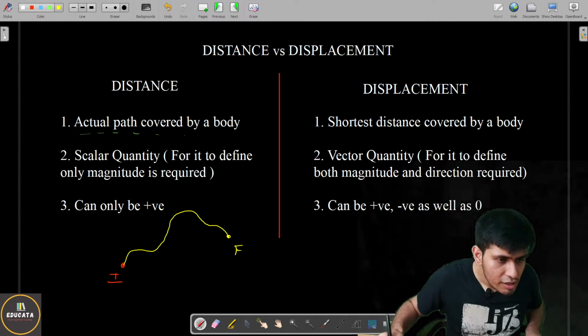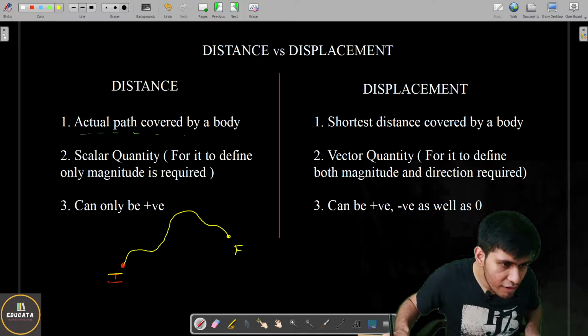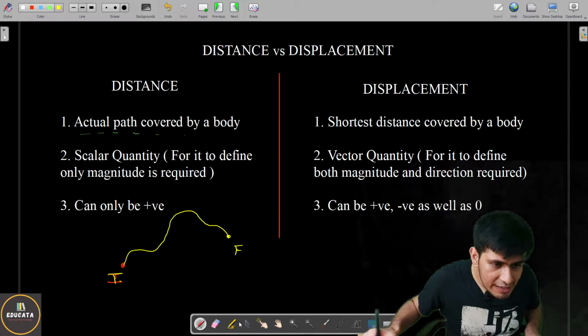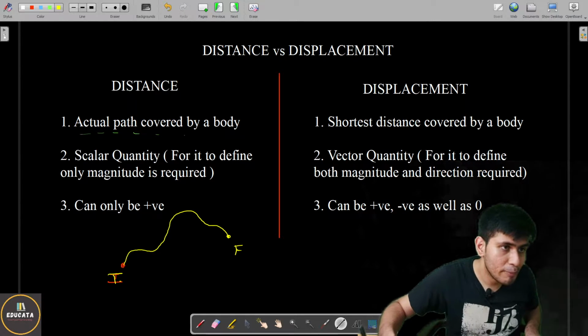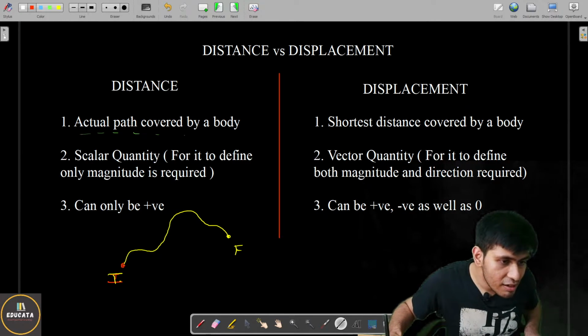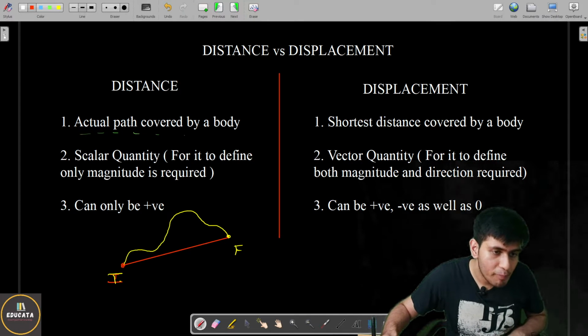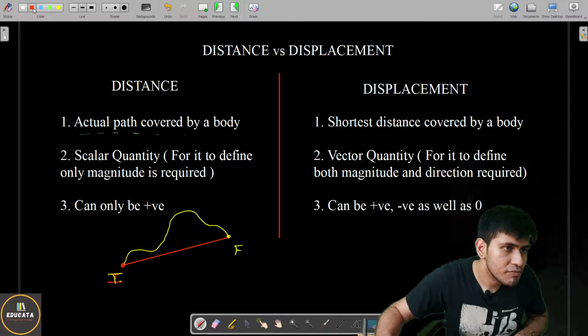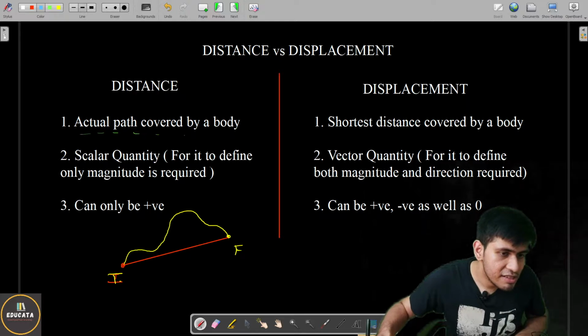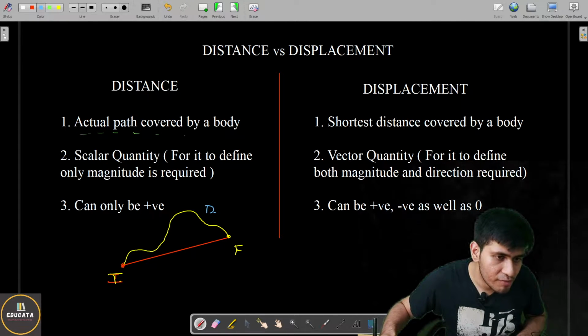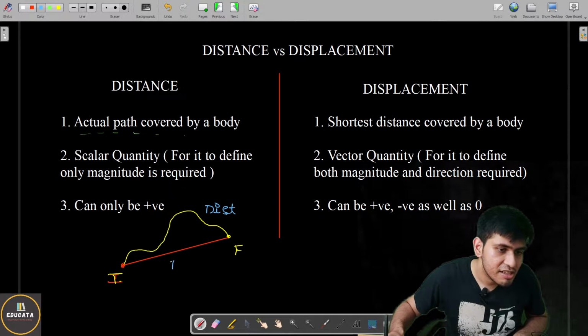Okay, so if I want to show displacement somewhere over here, what can I do? I can simply connect the initial point and the final point. Okay, you have to remember this. I can simply connect the initial point to the final point, and this is basically the displacement. This actual path which was covered is the distance covered by the body. And this is the displacement of the body.